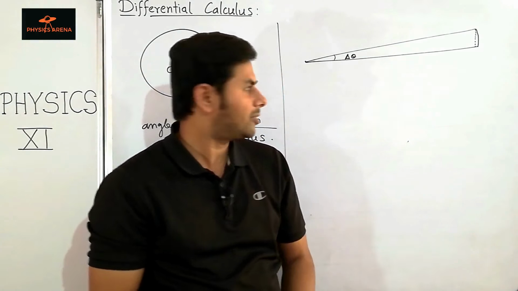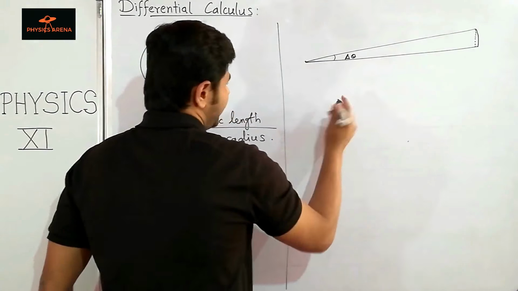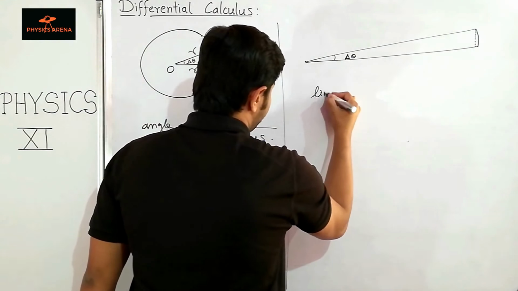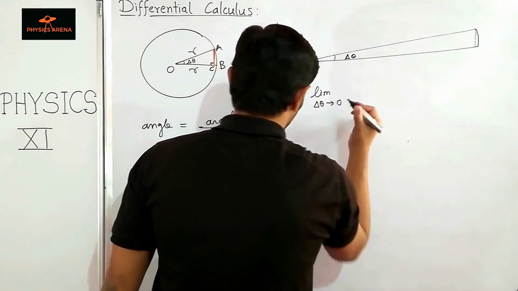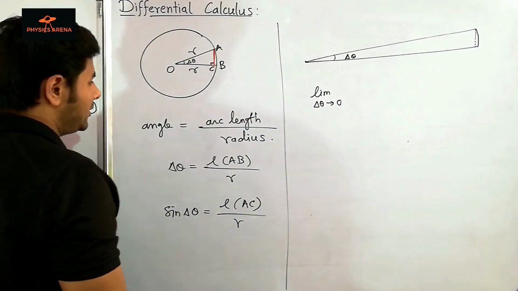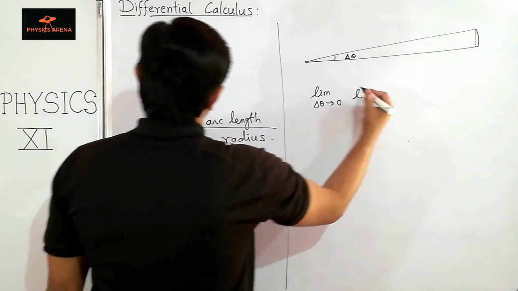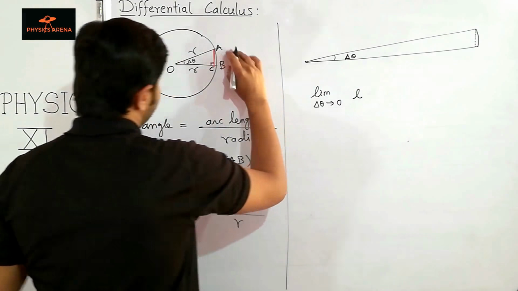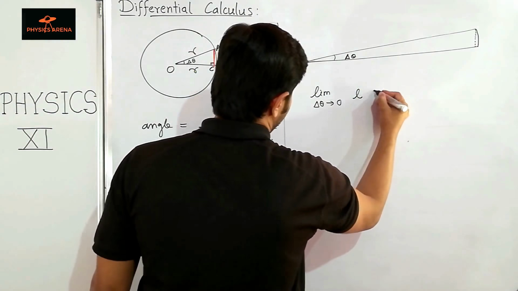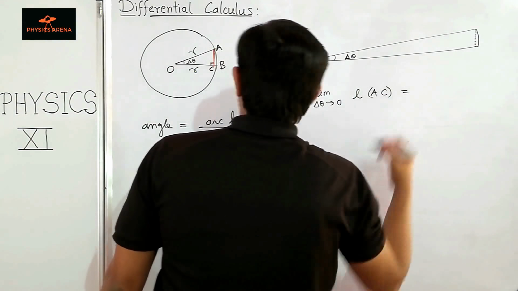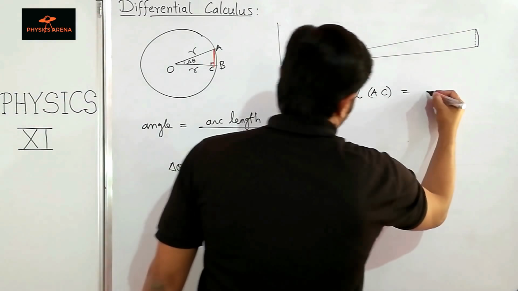So when the angle becomes very small, I can write in the limit delta theta, not t, tends to 0, what happens is the length of this arc, let's say AB, or the length of this AC, is equal to the length of the arc.